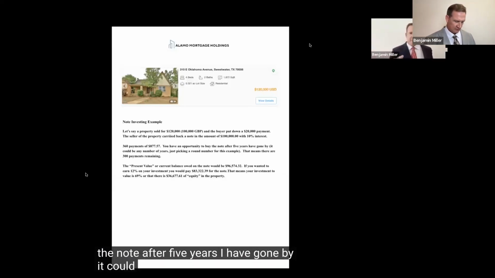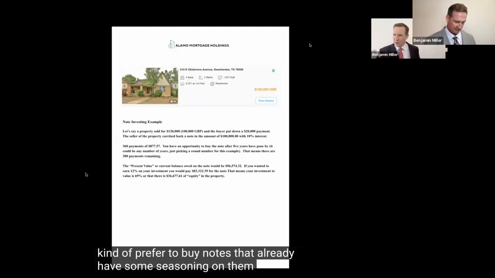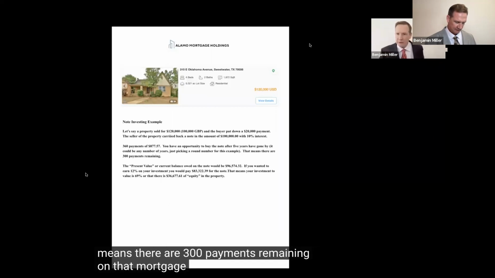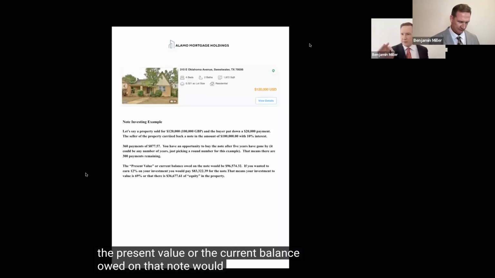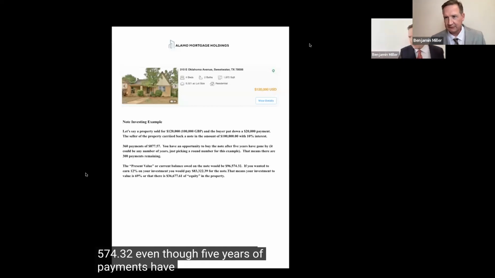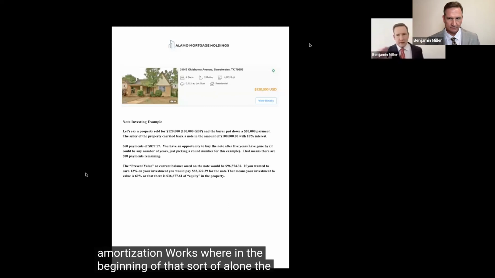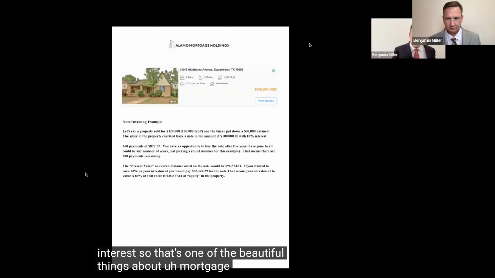So now we have the opportunity to buy the note after 5 years have gone by. It could be any number of years, just picking a round number as an example. We prefer to buy notes that already have some seasoning on them, where we know the payments are being made. So that means there are 300 payments remaining on that mortgage note. The current balance owed on that note would be $96,574.32. Even though 5 years of payments have been made, we know how amortization works, where in the beginning of that sort of a loan, the majority of the payments go to interest. So that's one of the beautiful things about mortgage notes.